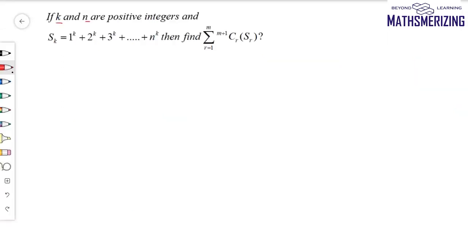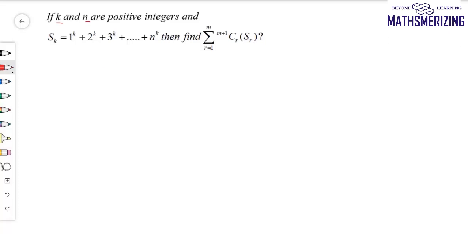Here the question is, if k and n are positive integers and if S_k equals 1 to the power k plus 2 to the power k plus 3 to the power k up to n to the power k, then we need to find this summation r varies from 1 to m plus 1 of m plus 1 C r S_r.